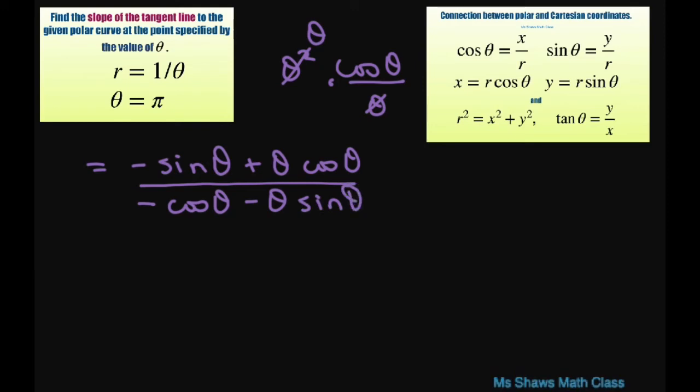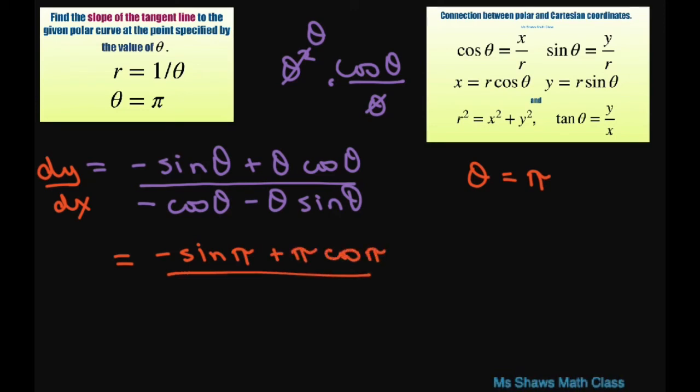Now to find the slope of the tangent line, we're going to evaluate theta equals pi for our derivative of y with respect to x. So go ahead and evaluate everything. We're going to get negative sine of pi plus pi times cosine of pi, divided by negative cosine of pi minus pi sine of pi. And basically all your sines of pi are 0. So that's all going to be 0.